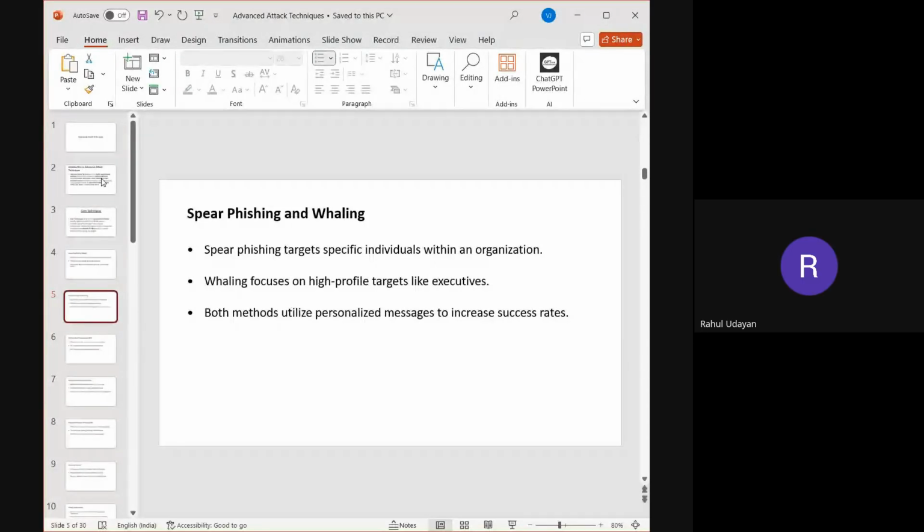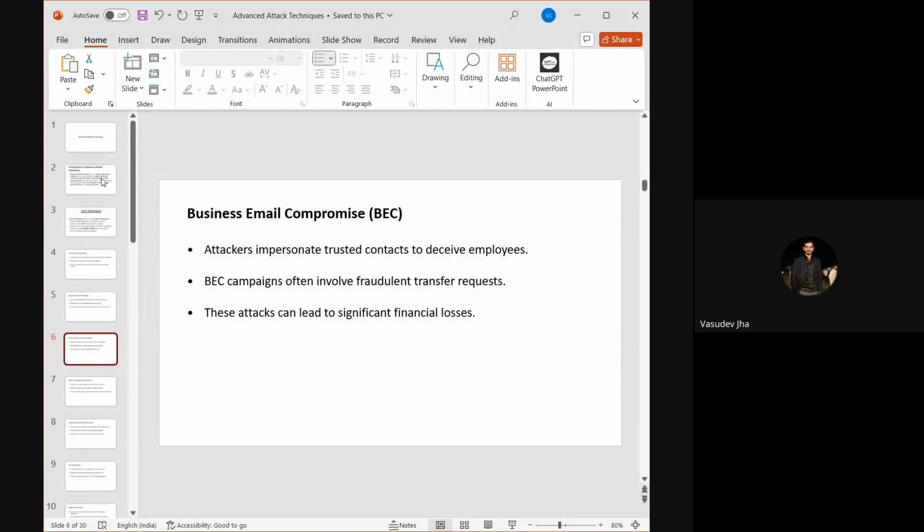Yes, sir. Okay, then we have business email compromise. In this condition, the attacker impersonates trusted contacts to deceive employees. Sir, as Rahul said, we have to classify whether a CEO or someone else is the target. The first step of VAPT or for a cybersecurity expert is information gathering. If we do information gathering, the classification becomes easier. Yeah, sure. So the first step is information gathering.